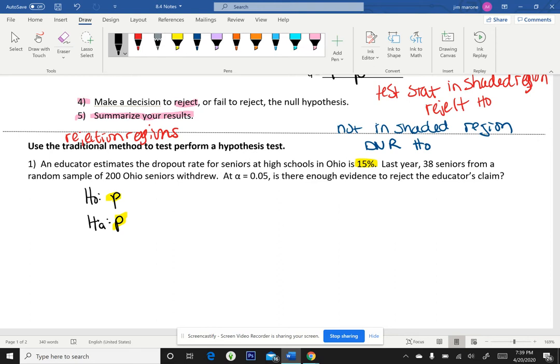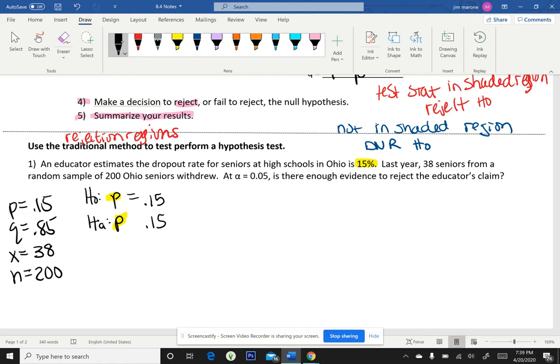So an educator estimates that the dropout rate for seniors at a high school in Ohio is 15%. So that's my 0.15. So that's my P, which I know then my Q is 0.85 because it's 1 minus that P. Last year, 38 seniors from a random sample of 200 Ohio seniors withdrew. So X is 38 and N is 200. Remember, N is always the bigger number. At alpha equal to 0.05, is there enough evidence to reject the educator's claim?